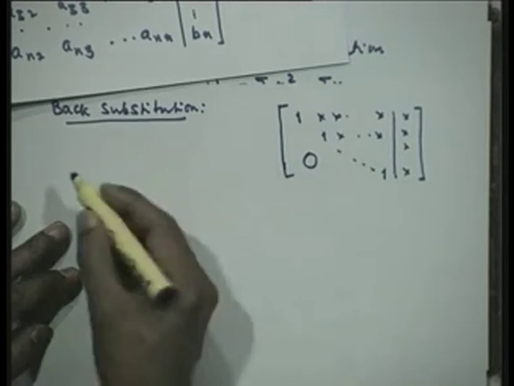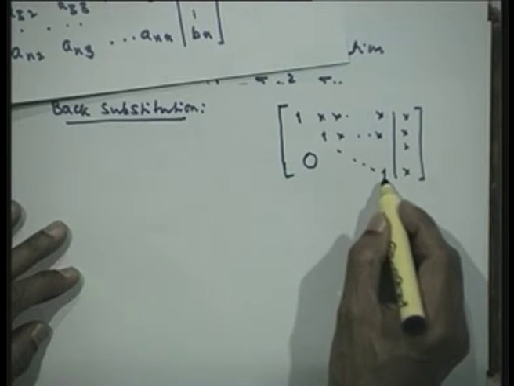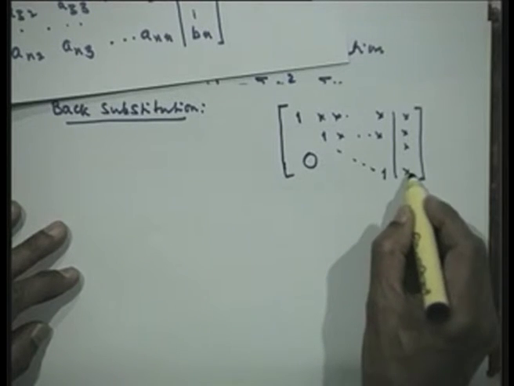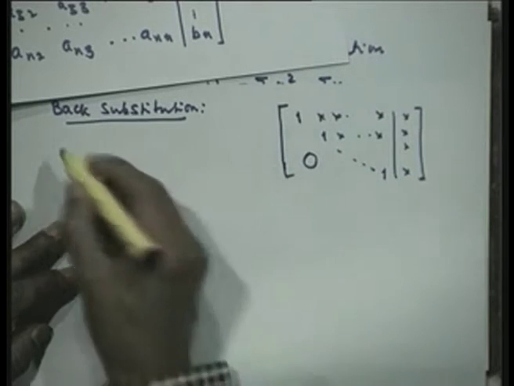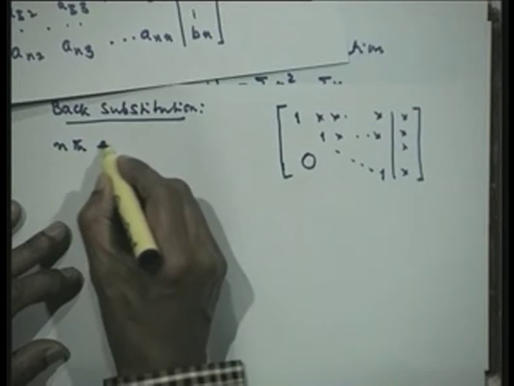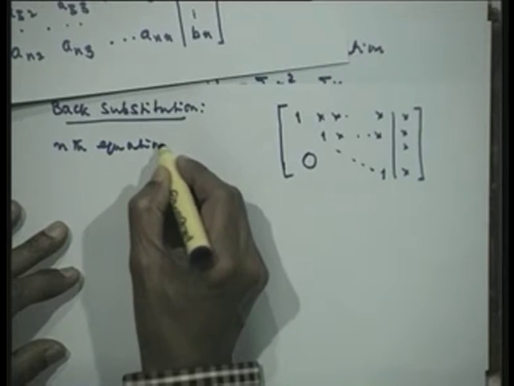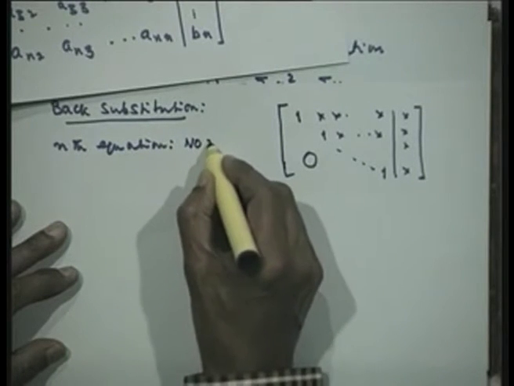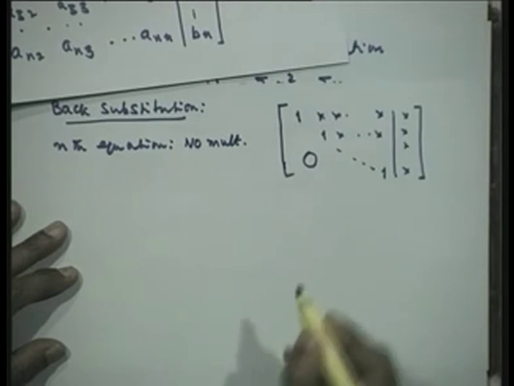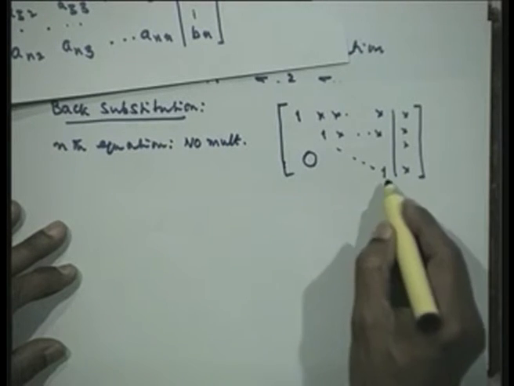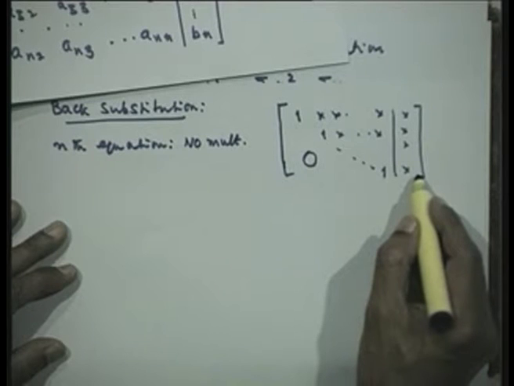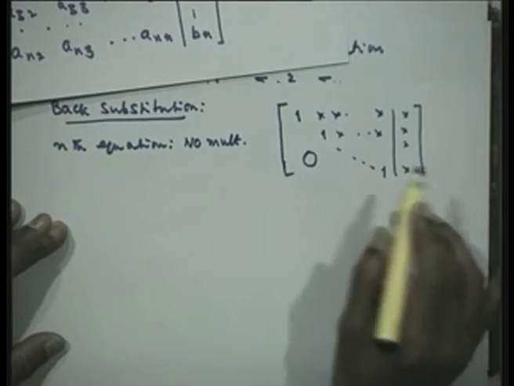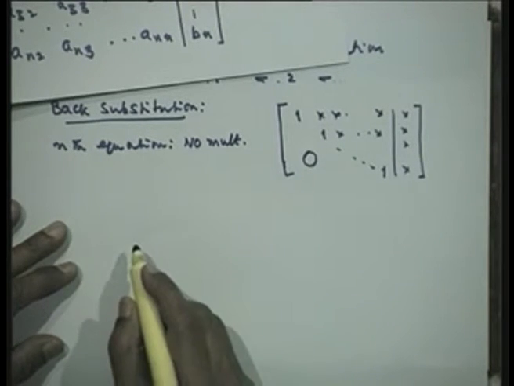Now, the nth equation does not have any multiplication because this is equal to this as the solution. Therefore, in the nth equation there is no multiplication, just x n is equal to the right hand side, whatever the element. So, there is no computation involved in the last equation.